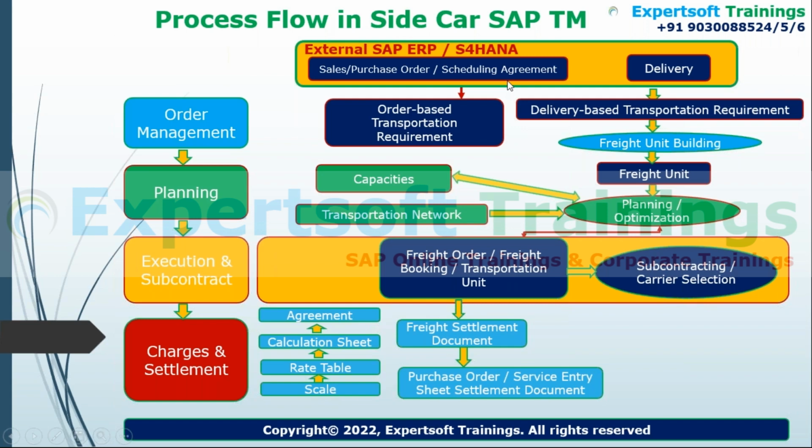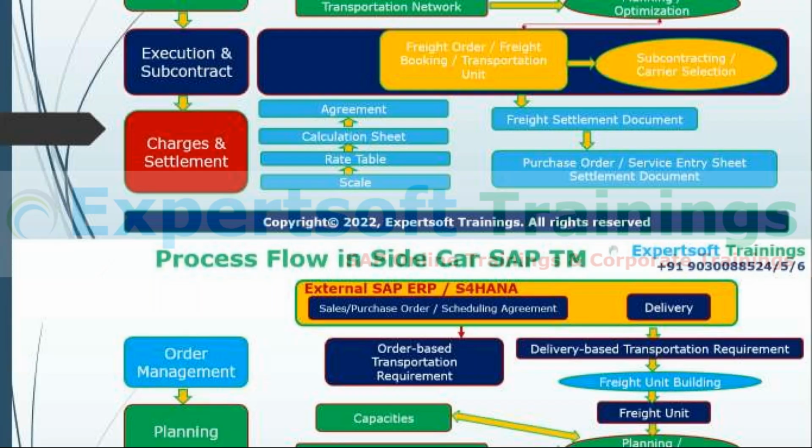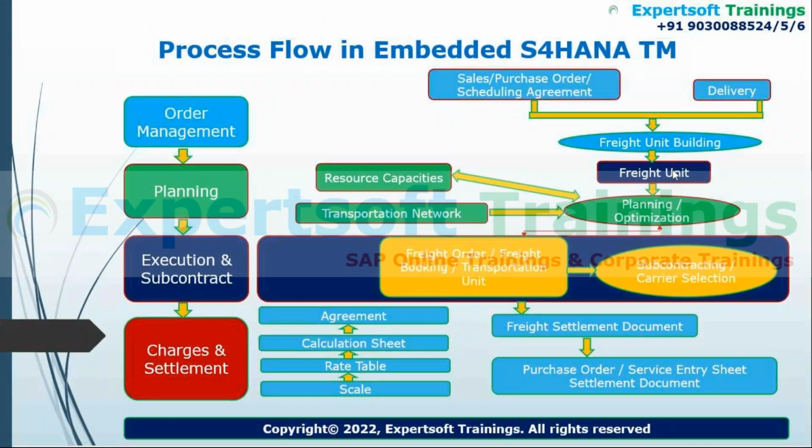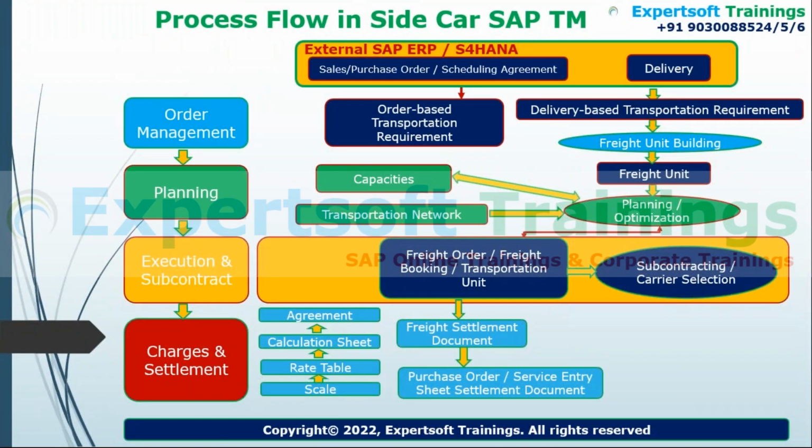So because it is a replica of these two objects, these two were considered redundant. So that's why SAP has removed those objects and is directly creating the freight unit. That is the only difference between sidecar and embedded. The rest remains the same: once the freight unit is created, you will do the planning. The planning will use the capacities of your resource. The planning will use the master data of your TM. It will do the planning so that my shipment document will be created.